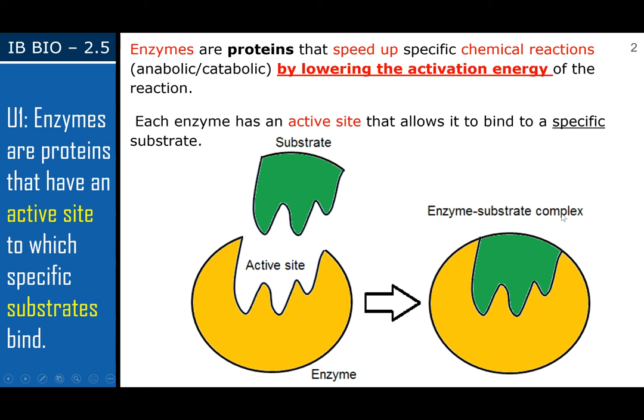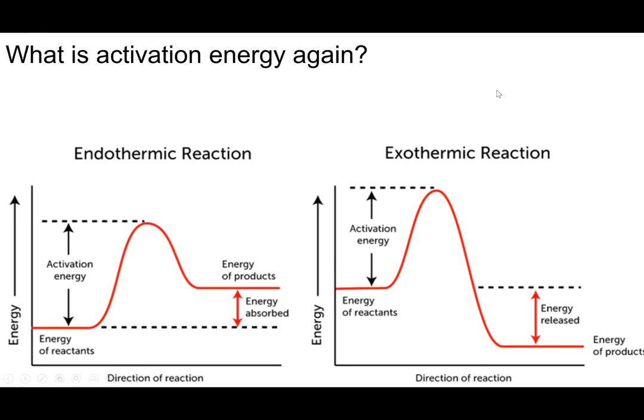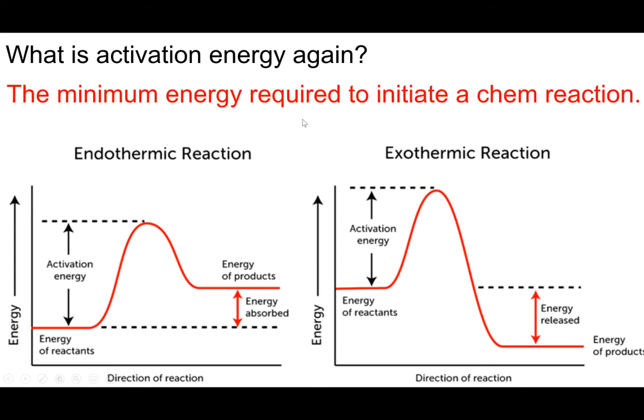But let's back up for a minute because I said a minute ago enzymes are proteins that speed up specific chemical reactions, meaning whatever reaction is going to happen to the substrate was going to happen anyways, but this enzyme makes it happen faster by lowering the activation energy. So you all took chemistry last year, right? But I don't know how much you know. So let's review what activation energy is again. Activation energy is the minimum amount of energy required to initiate a chemical reaction.